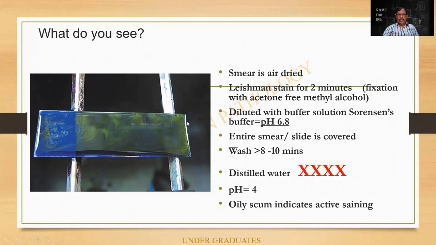If your staining is very good, what are you observing? I am finding an oily scum in the staining material. That means your stain is working well. After the staining is complete, I should not pour this off. Instead, with a beaker of water, I should just flush it off. And after that, I can wash it under running tap water. That is how you should do the washing. The oily scum indicates an active stain.